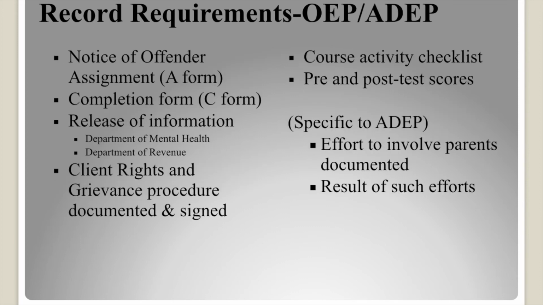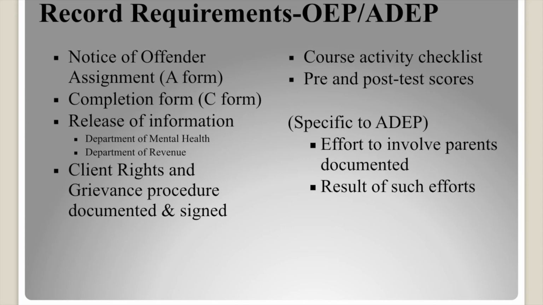And there are additional record requirements for the OEP and ADEP. You also have to have a notice of offender assignment, an A form, in their file, a completion form once they complete, also known as the C form. Again, you're going to have release of information to the Department of Mental Health and the Department of Revenue. You're going to have your client rights and grievance procedure documented and signed.